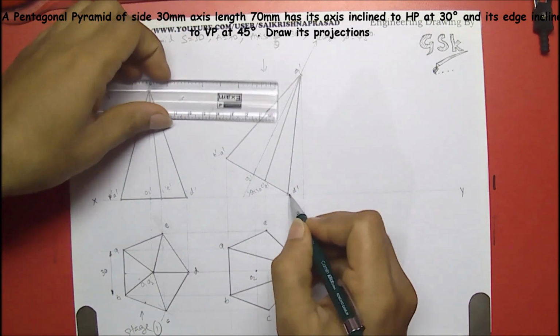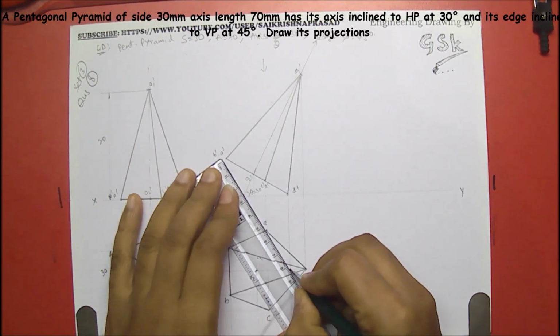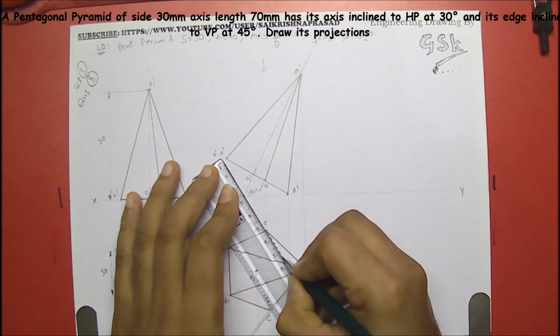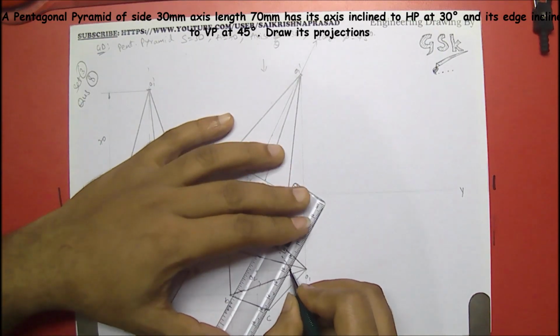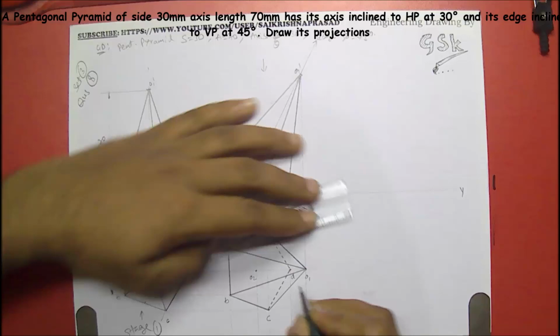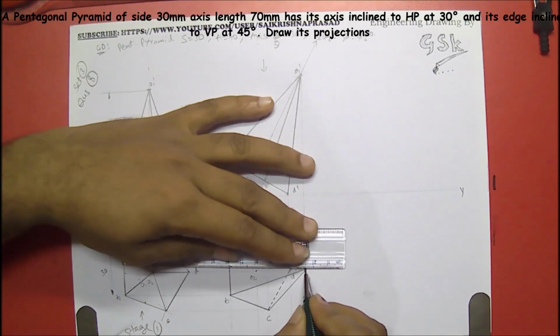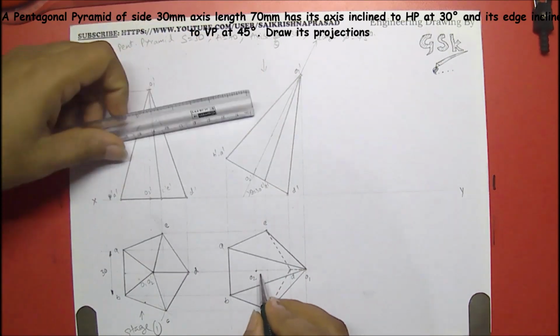You can't see the D, right? So that would be in a hidden form. Hidden is a short dark dash line. Short dark dash line. From O1 to O2 you have an axis line, right? This is an axis line.